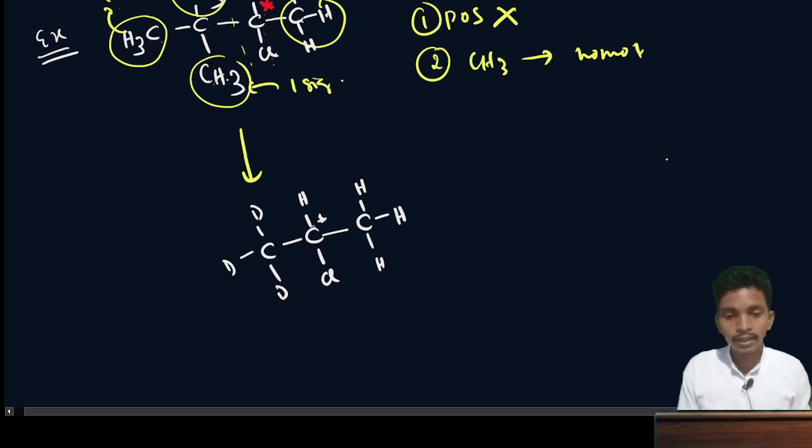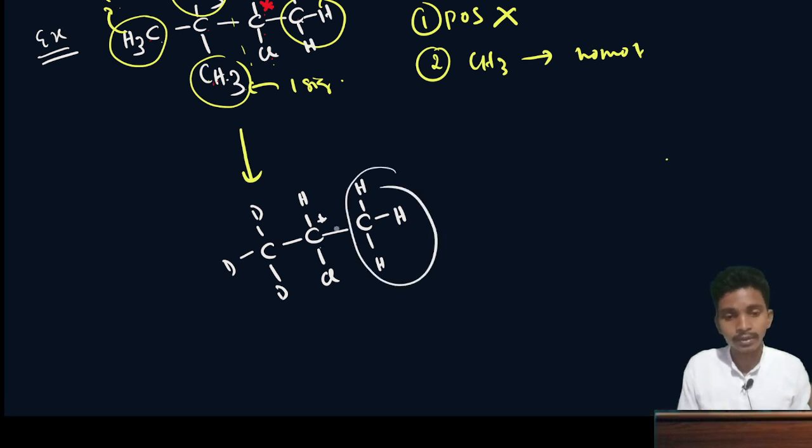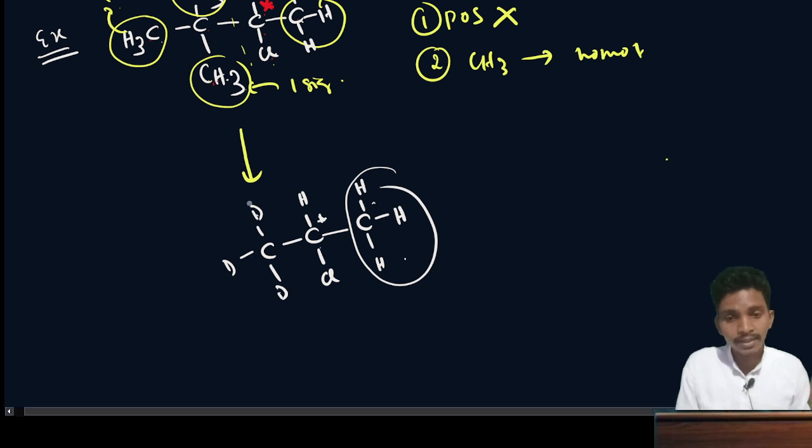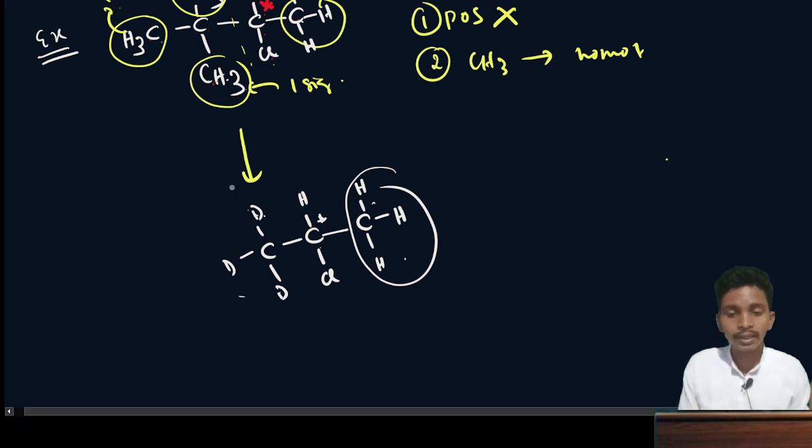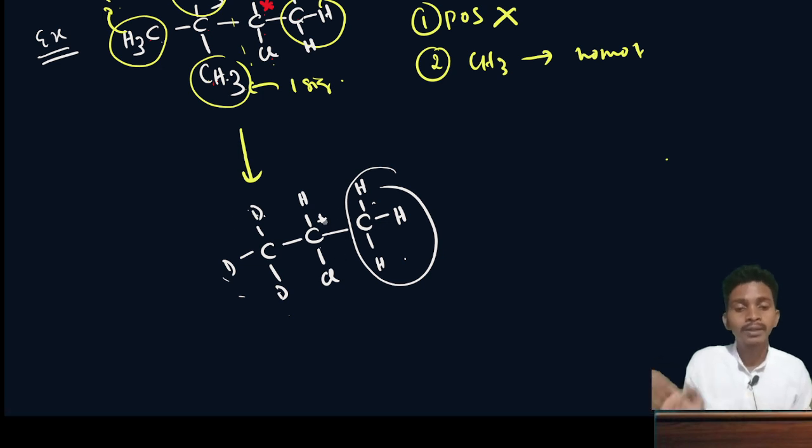So what we see is that although this is a chiral center, it is homotopic, meaning all are the same. If you replace any one, then also we will not get an enantiomer. Diastereomers only affect enantiomers. But here it looks homotopic, meaning all are same. If it is homotopic, then there is no effect of the asymmetric center. Although this is an asymmetric center, these three are the same, so this looks like homotopic.